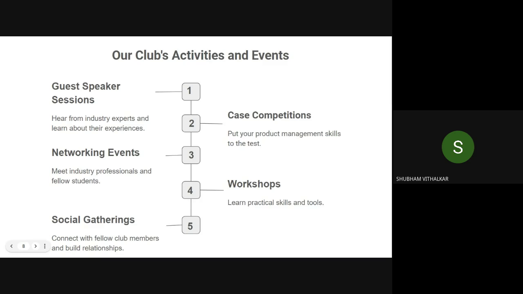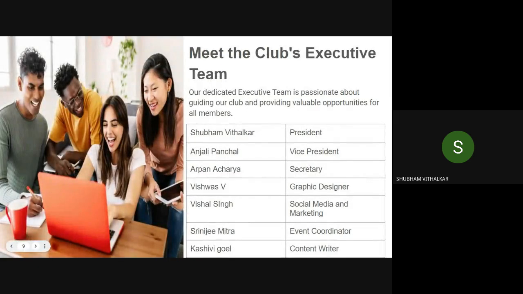and win the competitions. We'll also be conducting workshops so that you can learn practical skills and tools. And we'll be hosting some social gatherings to connect with fellow club members and build relationships. So now meet our executive club team, which will be working throughout the year to guide you and create valuable opportunities for all the members.